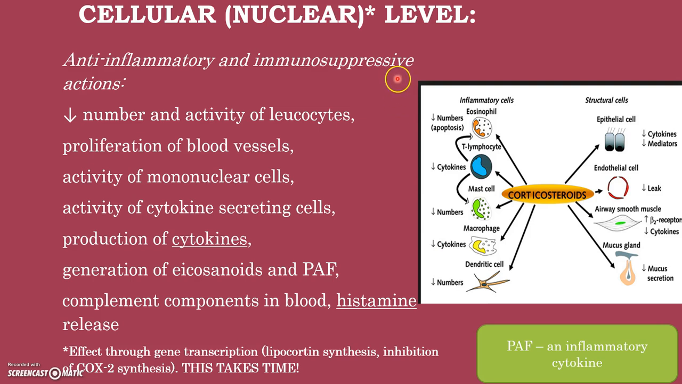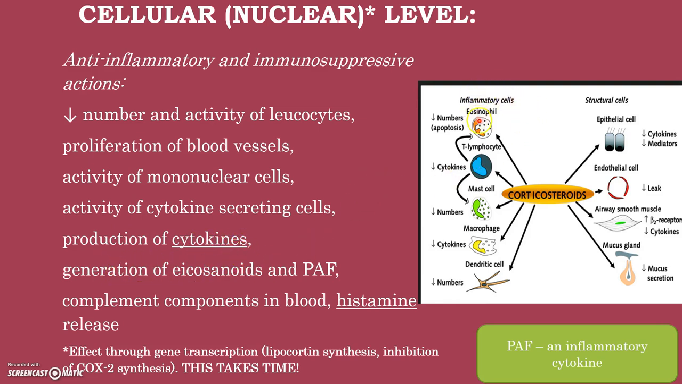At a cellular nuclear level, we can see the anti-inflammatory and immunosuppressive actions. So we'll see reduced number and activity of leukocytes, reduced proliferation of blood vessels, reduced activity of mononuclear cells, reduced activity of cytokine secreting cells, reduced production of cytokines.